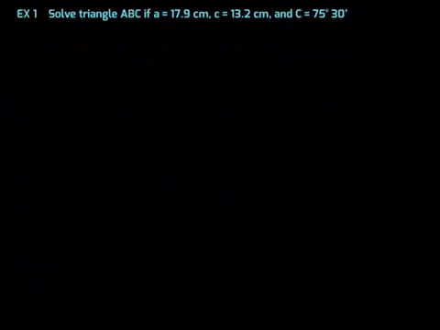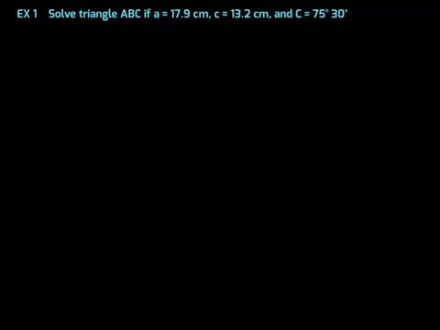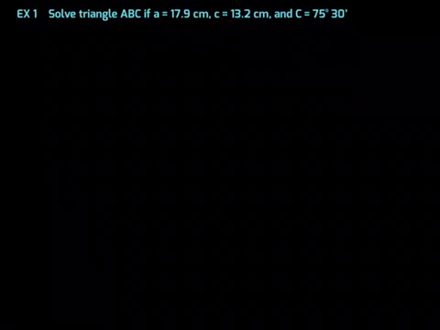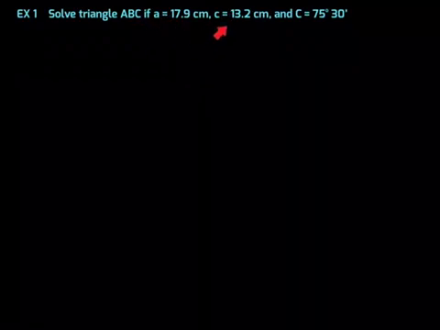Solve triangle ABC if side a is 17.9 centimeters, side c is 13.2 centimeters, and angle C is 75 degrees and 30 minutes, which is the same thing as saying 75.5 degrees. Now, I want you to keep in mind how this is the SSA case. Two sides are given, and angle C is not included within the two sides. After all, the angle that's included within these two sides is angle B, and that's not given. It's angle C that's given. So this is definitely the SSA case.